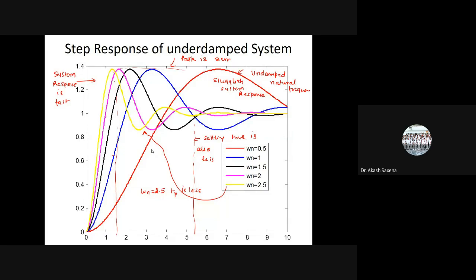So if you increase omega n, what is happening? By increasing omega n, the undamped natural frequency response is there, the peak is also shifting, and the system response is fast. With a low value of omega n, the system is sluggish, and with a high value of omega n, the system is fast.